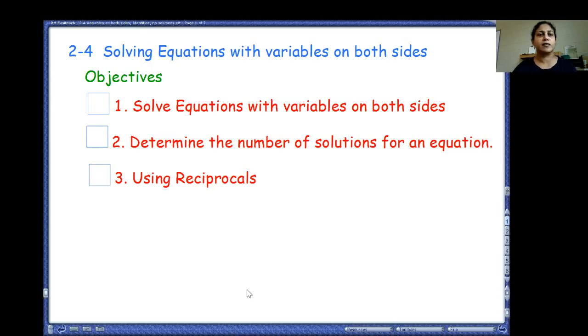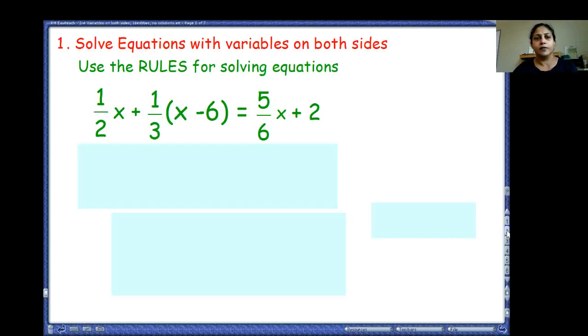Hi everybody. Today's lesson is 2.4, solving equations with variables on both sides, and these are the objectives you're going to learn today. So we are going to use the rules for solving equations, the rules I had given to you yesterday in yesterday's lessons, 2-1 through 2-3.